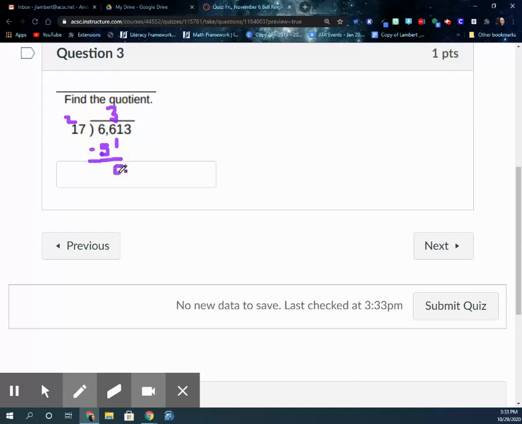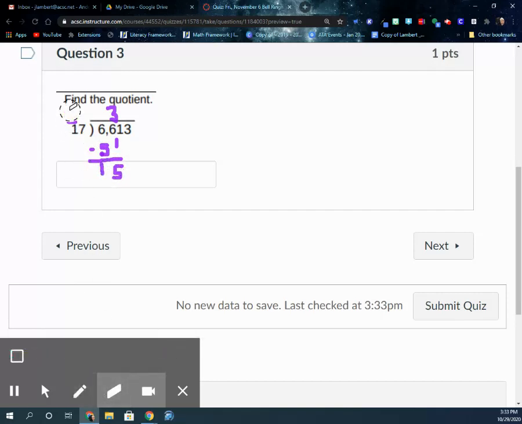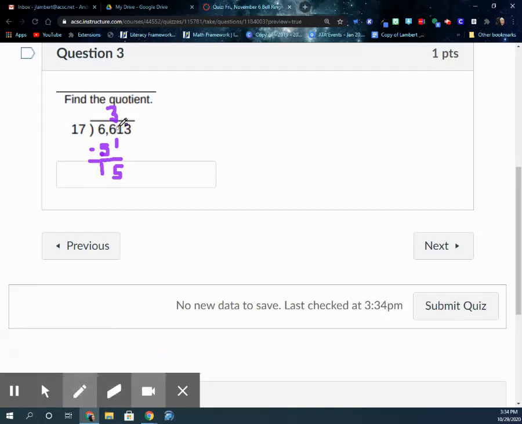Subtract that out, I get 15, which is less than my 17. So I know that that was the right choice, and we'll go on and try it with the next digit here. Let's see if we can work this out. All right, we're going to drop our 1 down from here. So I have 151.